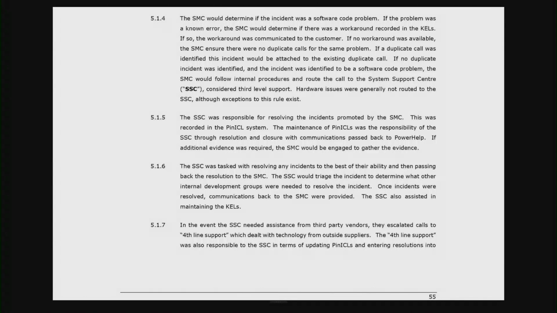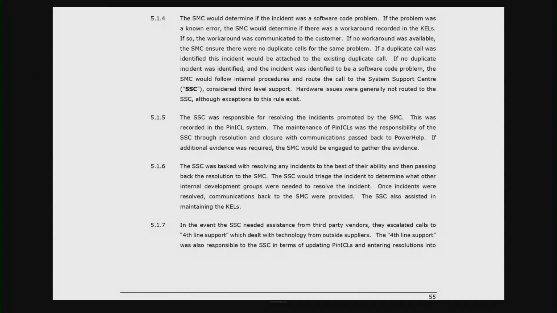Was that third level support, the SSC, responsible for resolving incidents promoted by the System Management Center? Yes. And that resolution was recorded, or ought to have been recorded, in the Pinnacle system, is that right? That is right. The maintenance of the Pinnacles was the responsibility of the System Support Center through resolution and closure, with communications right back to the beginning to Power Help, is that right?